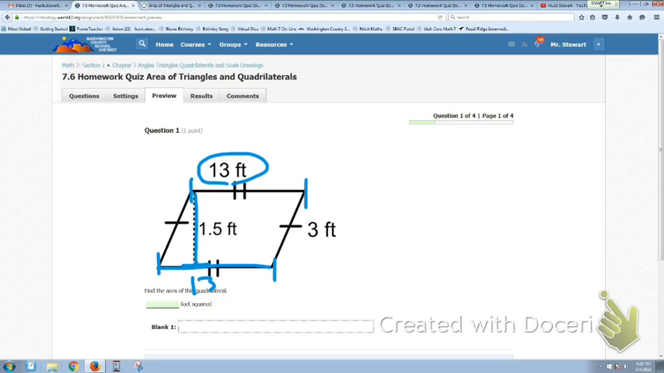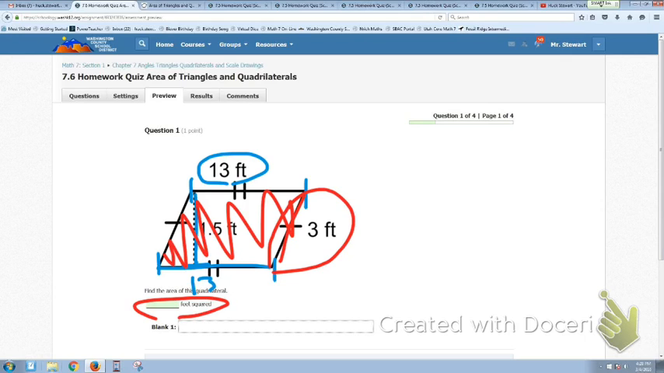So this I put in here just to throw you off. This is not necessary. This side length here is 3 feet, but it does not help us find the area of this trapezoid, the amount of space within this trapezoid. So once you find that, just put the number. I've already labeled it as feet squared, so don't worry about that. Just put the actual number there, and that should be it.